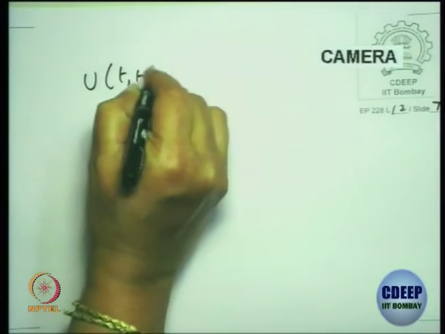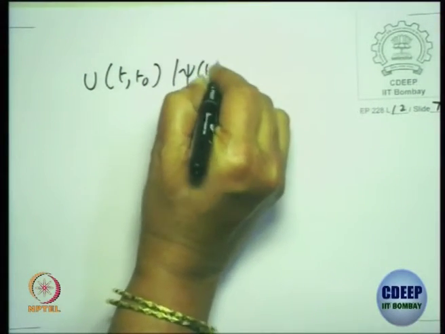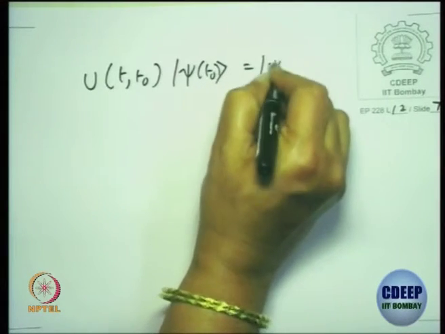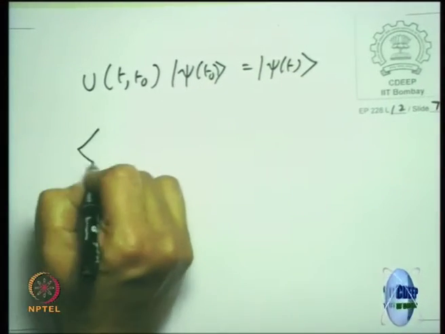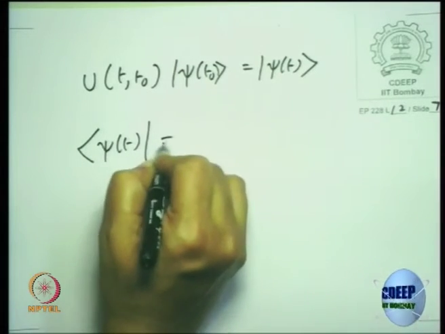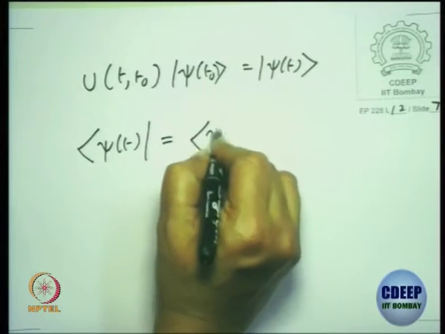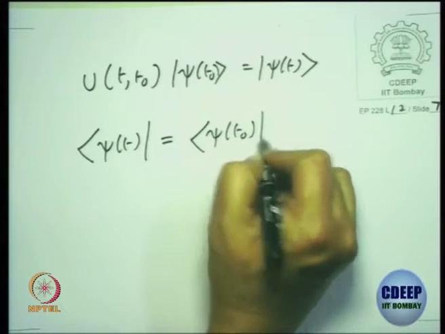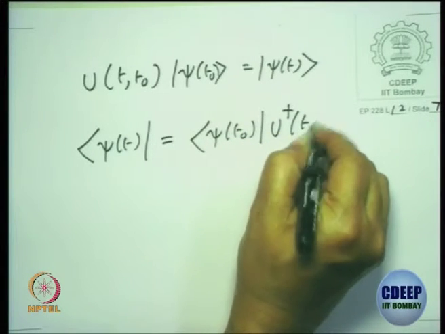Hamiltonian is Hermitian. Hamiltonian is the one which is Hermitian. U is not equal to U dagger, but U dagger U is identity. Okay, so this is the beauty, that U(t, t naught) operating on psi of t naught, we call this psi of t. I want to write what is psi of t. I would have written this as psi of t naught U dagger of (t, t naught).